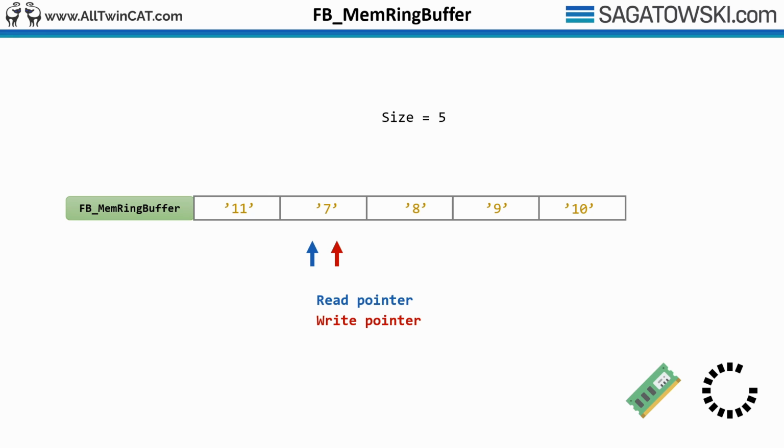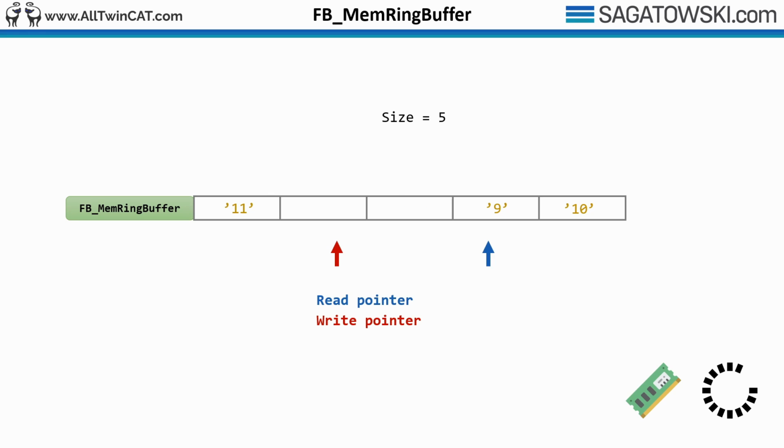Adding another value, still same behavior. It's not until we do a read that only the read pointer will move to the next location and the write pointer stays. What happened here is that we read the oldest value, while the right pointer now points to the location where the oldest value was before.